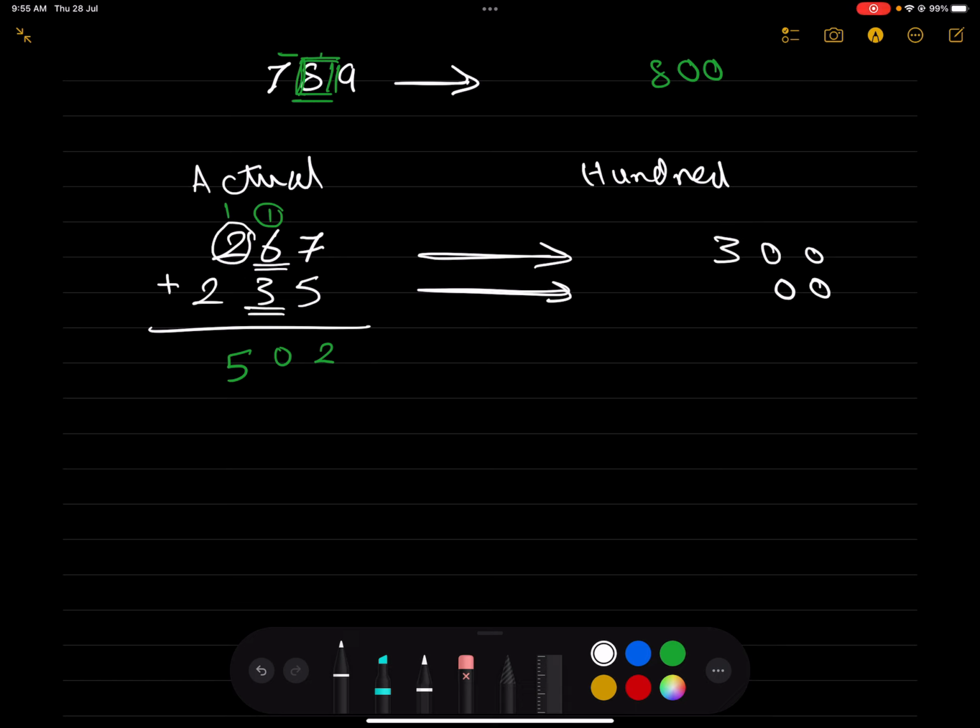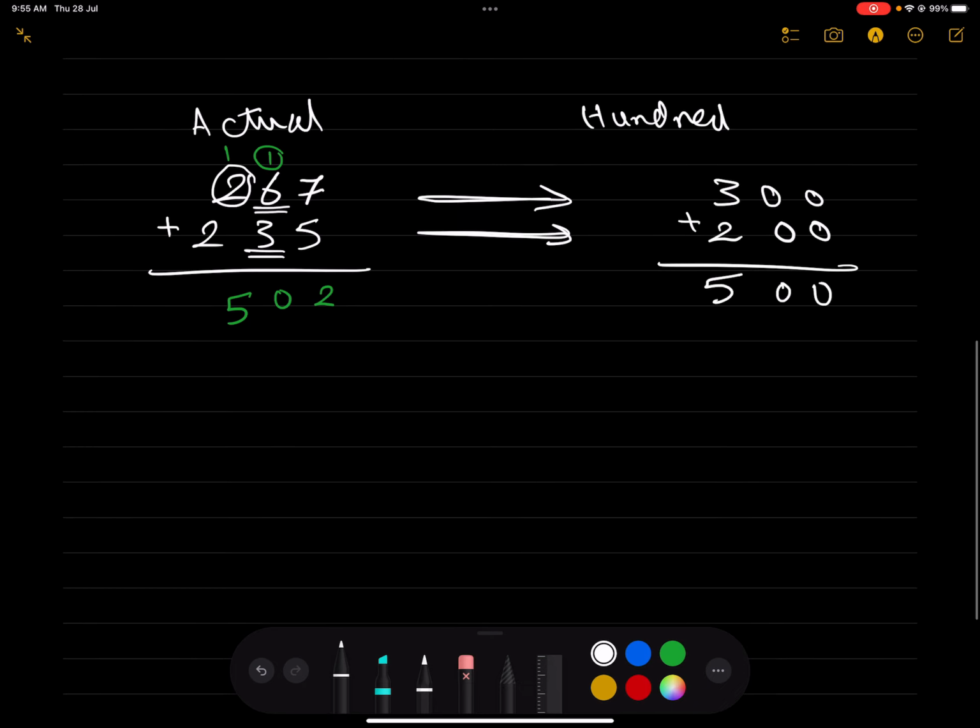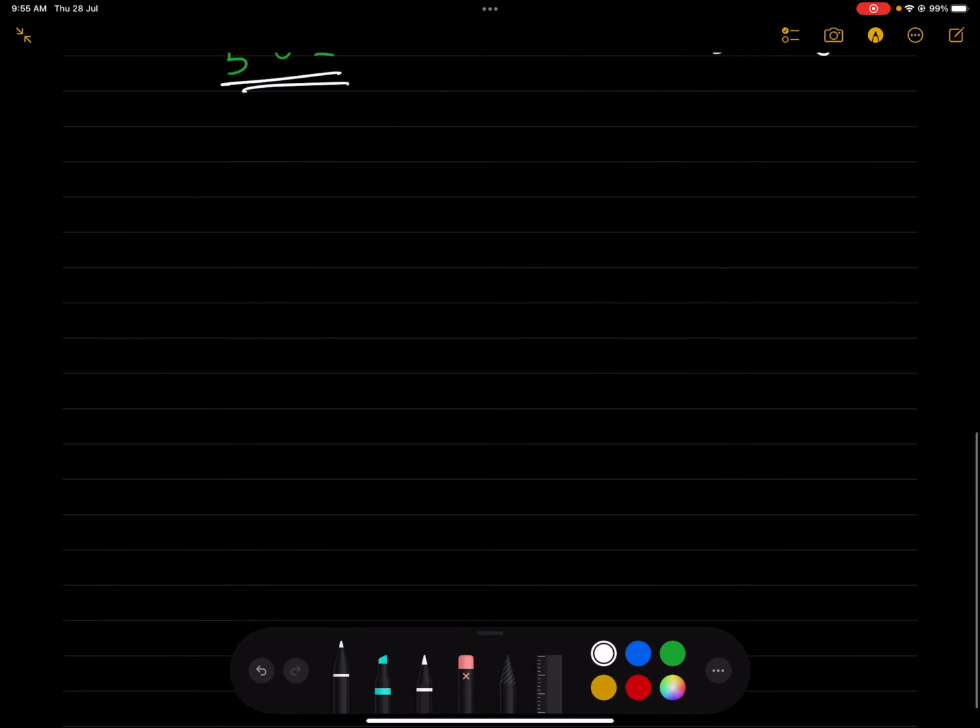What if we have another one here, like 3? You'll find 3 in the category of rounding down. So you have to write 2 over there, and 300 plus 200 is going to be 500. And if you want to compare the actual number and the number we got after rounding, you'll find both of them are close to each other. 502 is pretty near to 500.